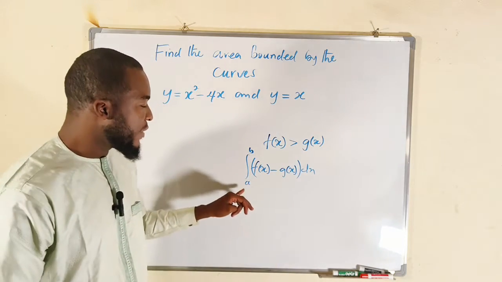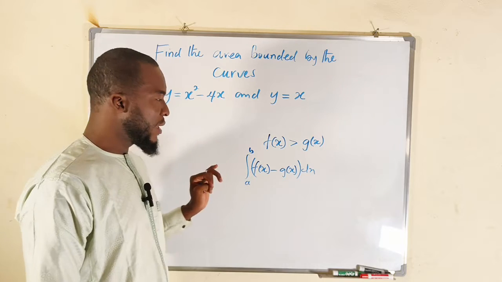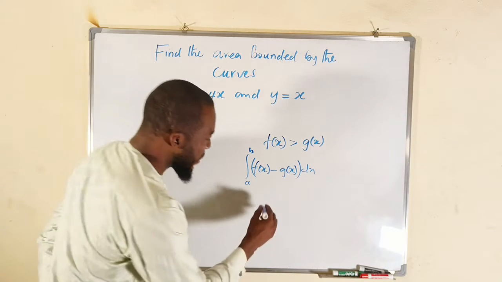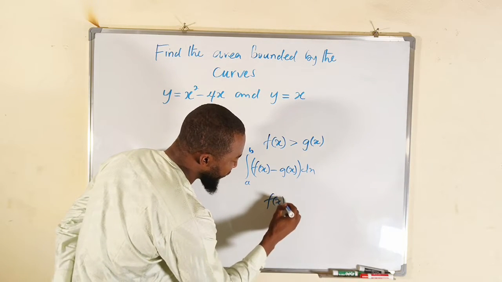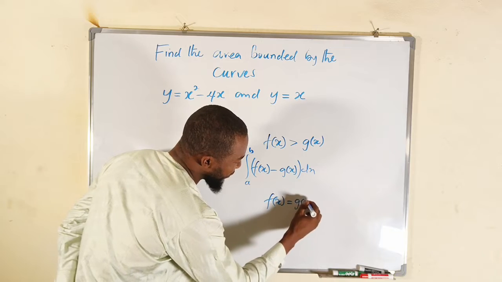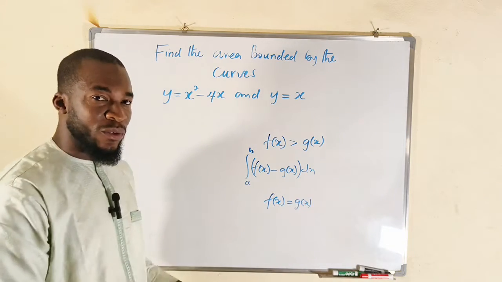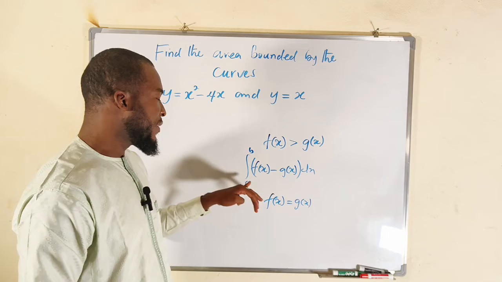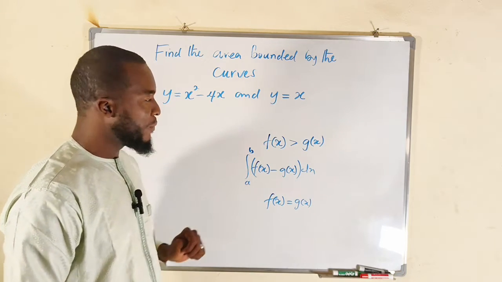And how can we determine the limits a and b? We can simply do that by equating f of x and g of x. Once you equate, then you solve for x, you will determine the value of a and b.